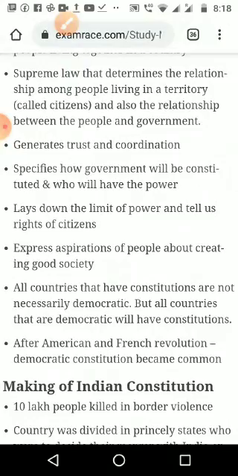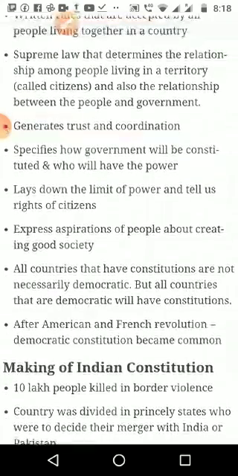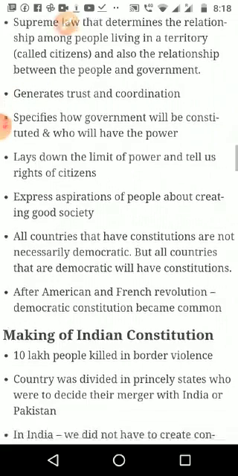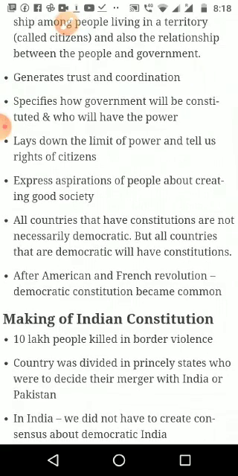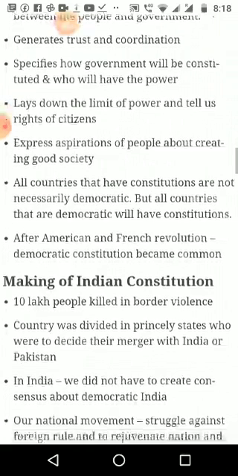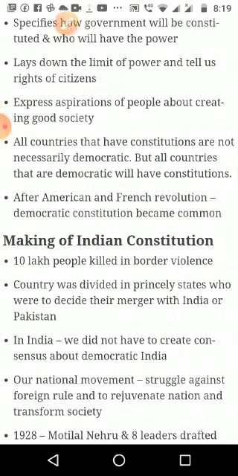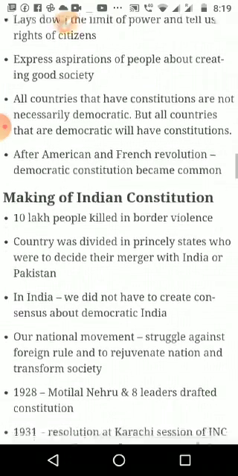So the supreme law, that is the constitution, gives the definition of the relation between each citizen living in that particular territory, and at the same time the relation between people and the government. It generates trust and coordination. It specifies how the government will be constituted and who will have the power. It lays down the limits of power and tells us the rights of citizens. It expresses the aspirations of people about creating a good society.